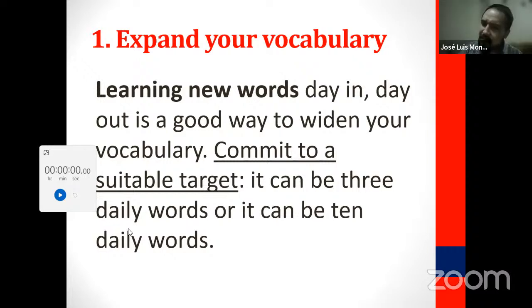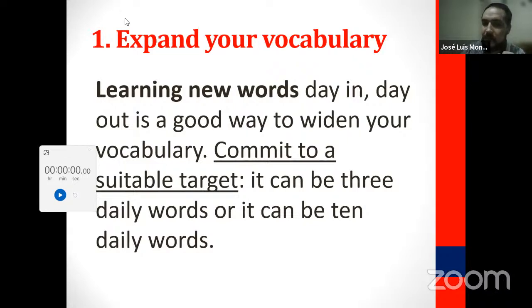Yes, this gives that impression, right? When you say day in, day out, all right? But actually, this means every day. Again, it's a little bit strange, but day in, day out means daily, okay? You should practice in a different way, but you should practice daily. In this case, you should learn new words every day, all right? It's a good way to widen your vocabulary, right? Something wide, and to widen something means, again, to make it bigger, right? To expand, as it says here, all right?